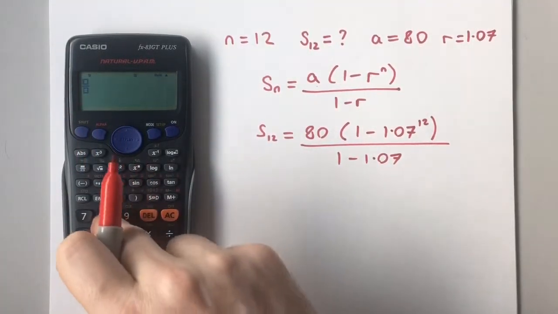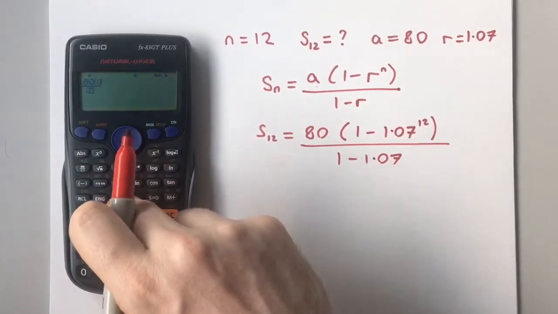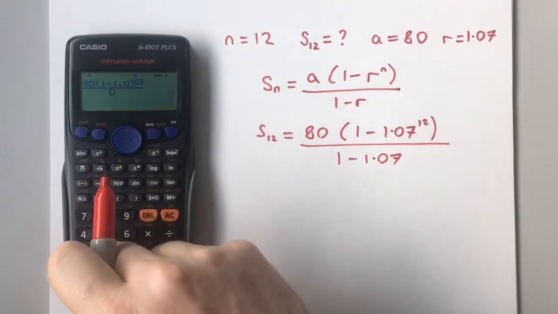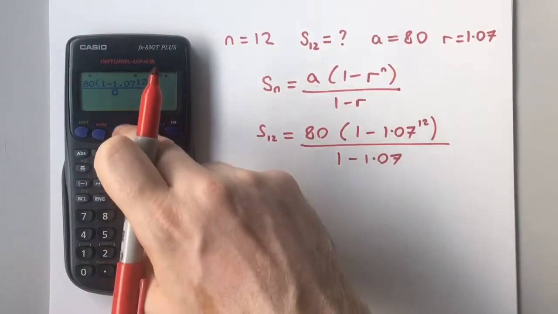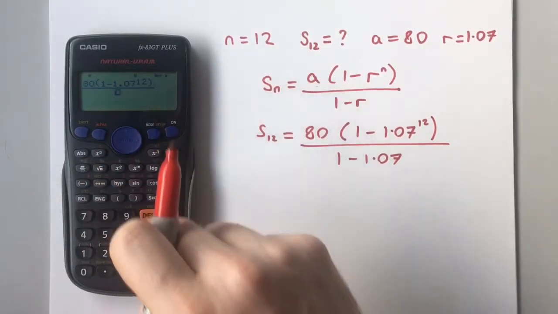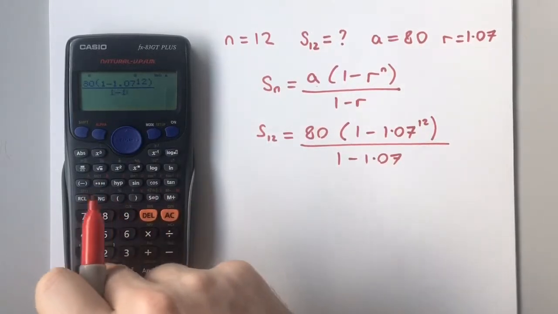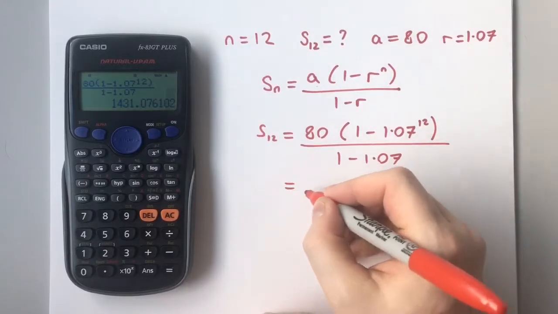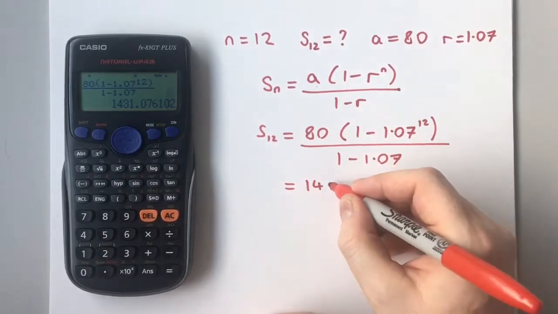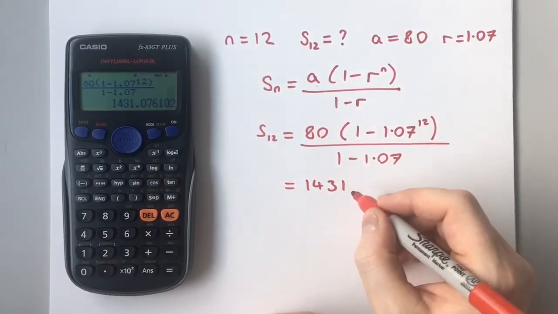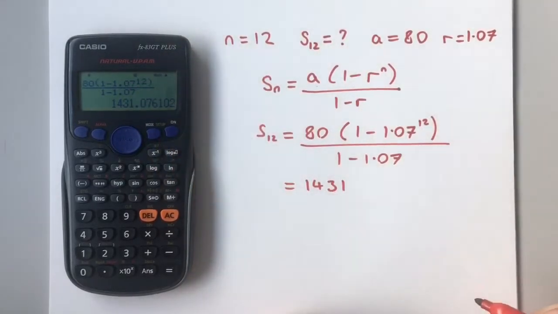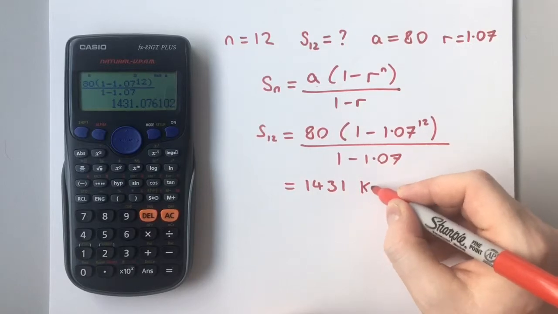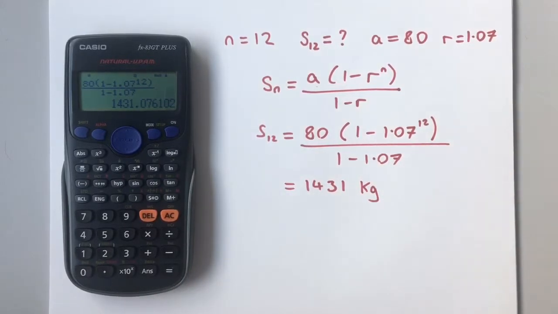If I put that into the calculator, I get a value of 1431 to 4 significant figures. I've rounded off after the decimal point. The 0 is small, the 1 stays the same, and that is still in kilograms. So that's part B finished.